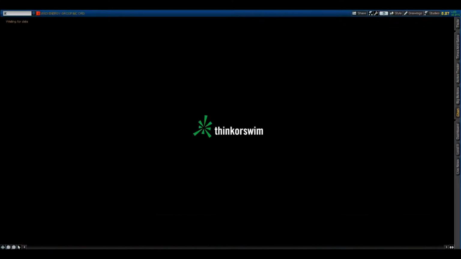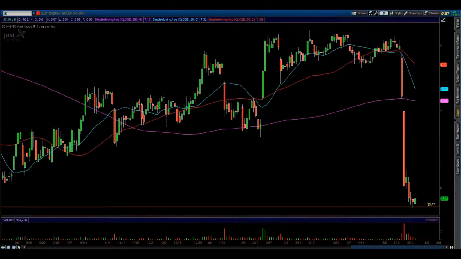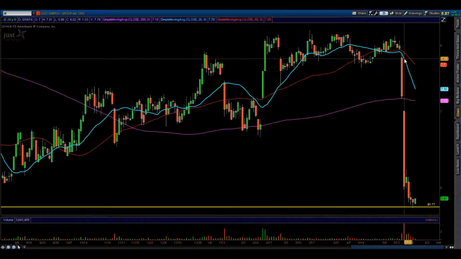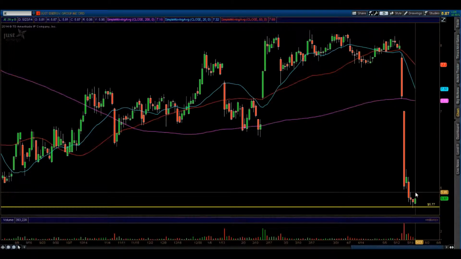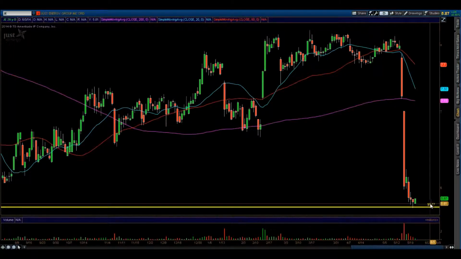Next up, JE. This one, as you can see here, was trading at $8 a share a few days ago on May 14th here, and this thing just collapsed, and right now it's at $5.87 here.